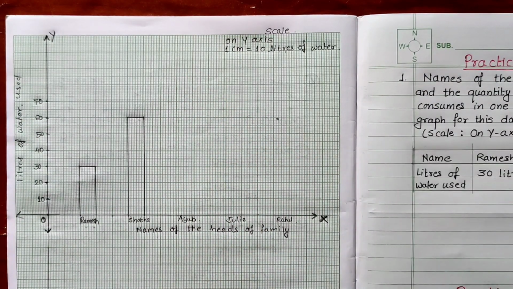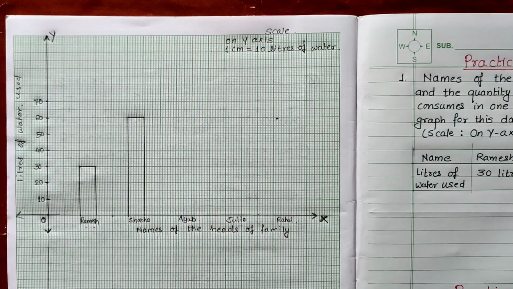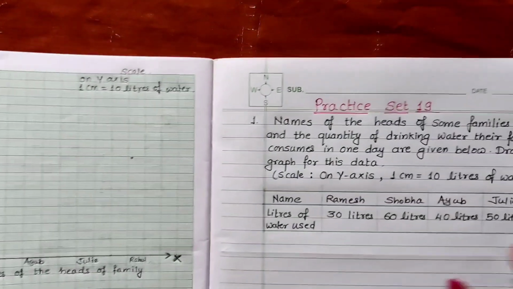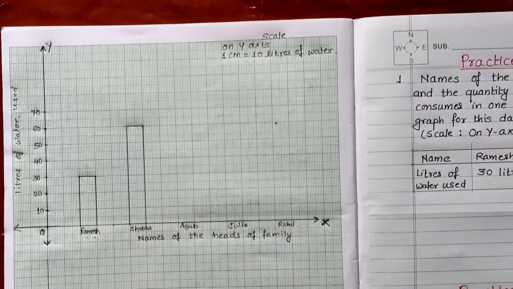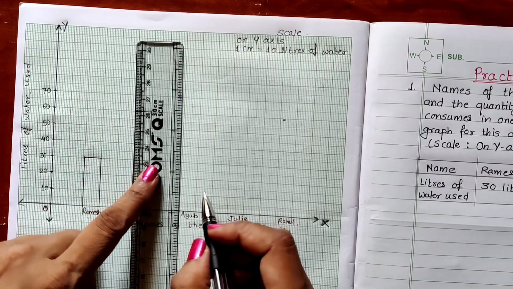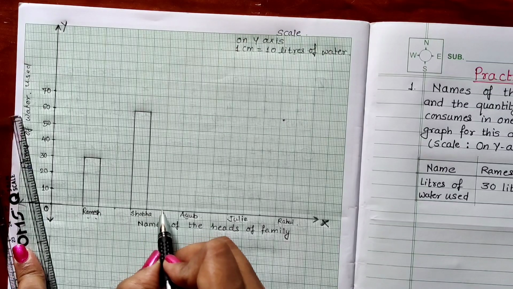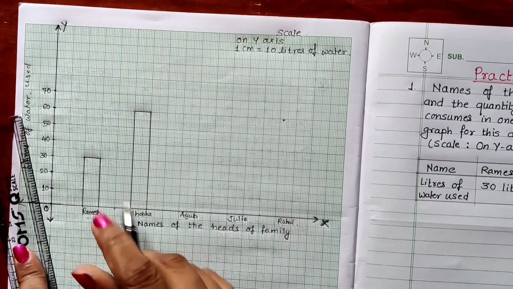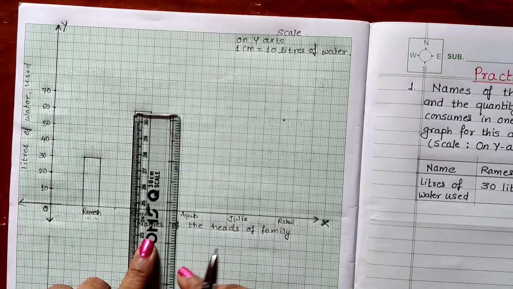Now I have to draw third one for Ayub. Ayub's family consume 40 liters of water. So I will be drawing 40 here. I can get the chart over here also because I have written the question on my line side also. Okay. Now Ayub's family consume 40 liters of water. So till 40 I will be drawing the third bar. See that the distance between 2 bars should be 2 units. 1 and 2. So here also 2 units.